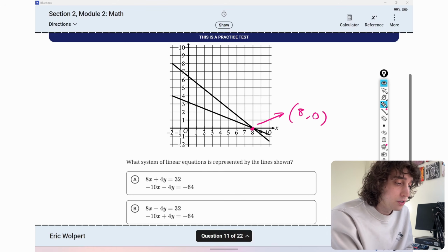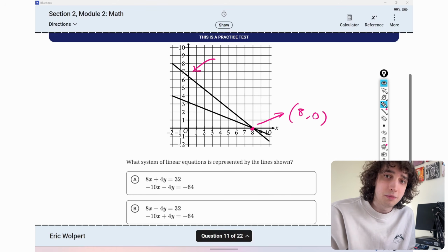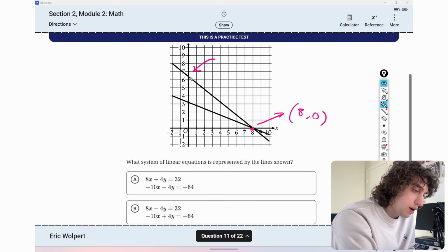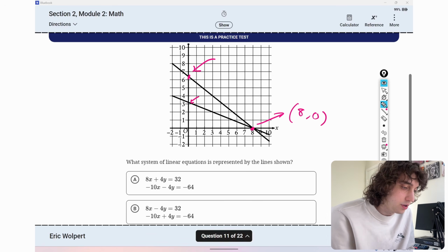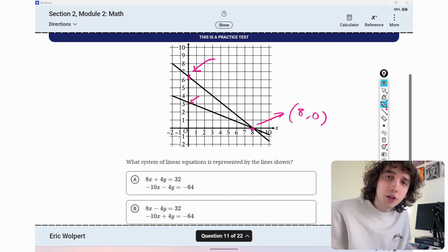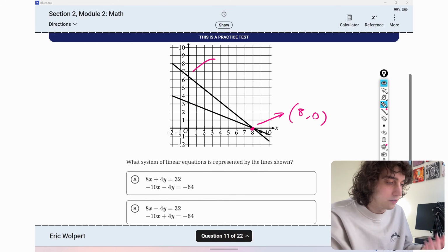And so then maybe we could use x-intercept and y-intercept. Surely that would get you the answer. The problem is your y-intercepts are pretty awkward, right? Like, what is this? Is this like 3.2? We don't know what the y-intercepts are exactly, so it's very difficult to work with.